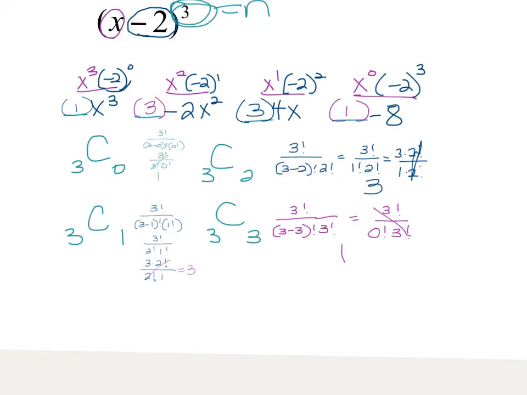All right, with me so far on how to find the coefficients? So now I have to multiply this whole row out.